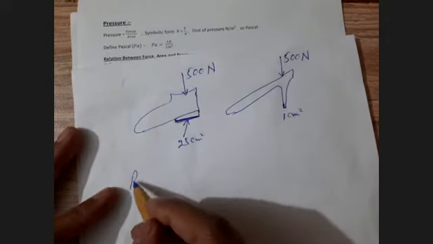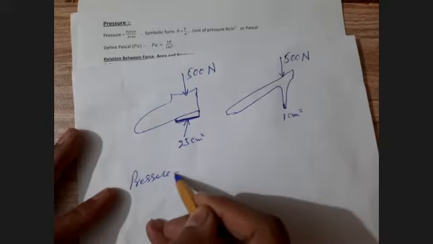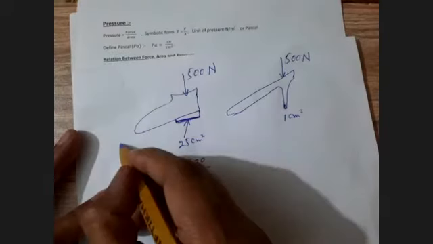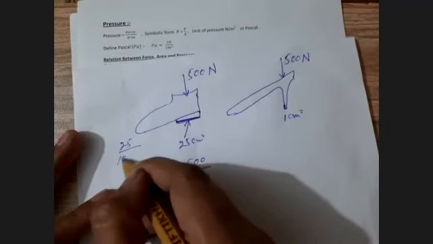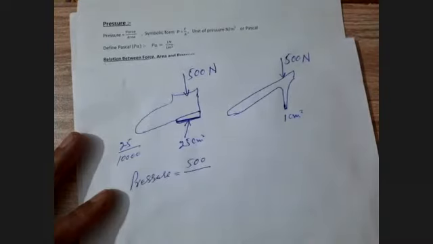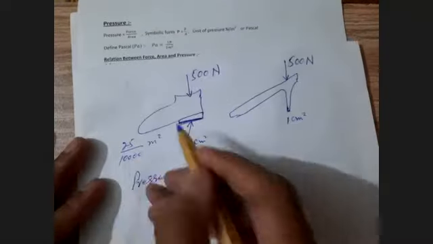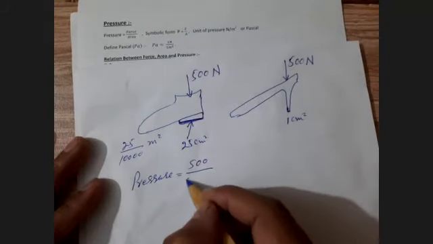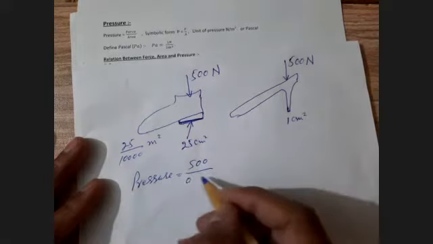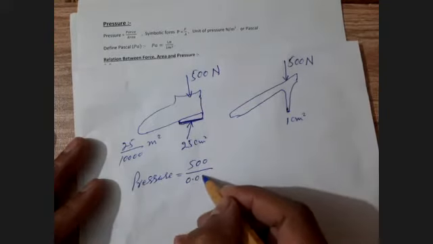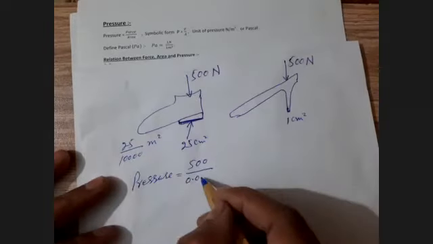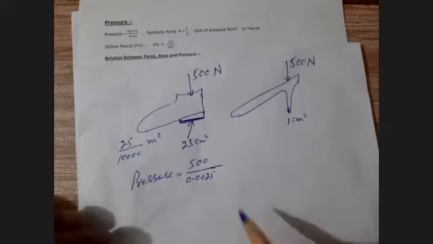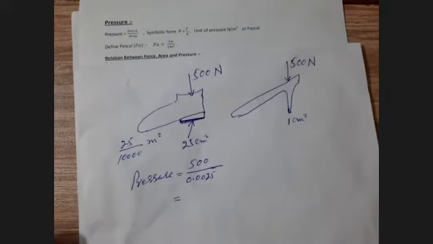So here pressure is equal to force, which is 500, over area. This is 25 centimeter square. I'm going to convert this 25 centimeter square into meter square by dividing it. It is meter square. So we can write it down like this, and you can find out the pressure under this.